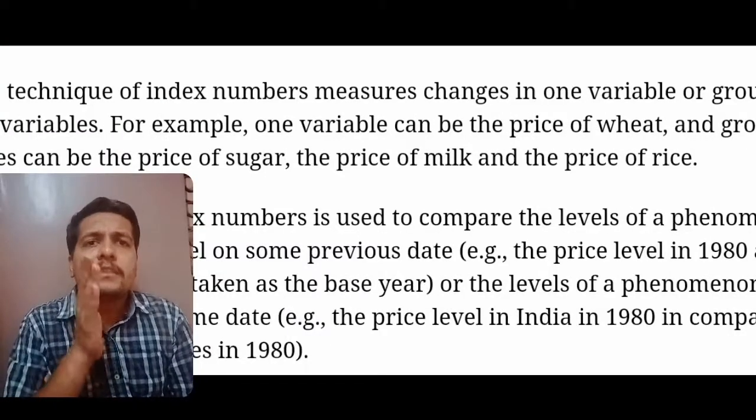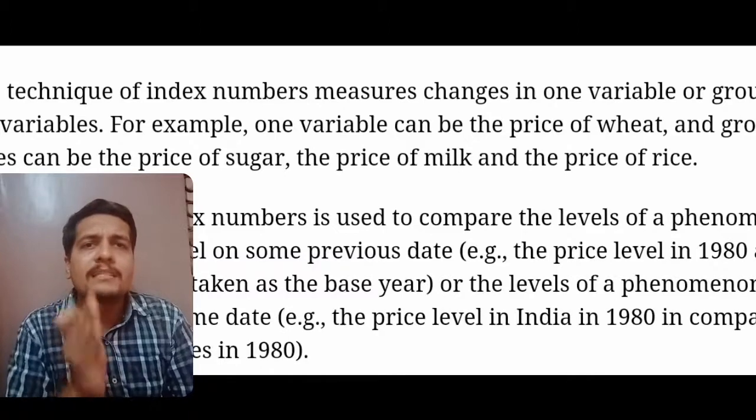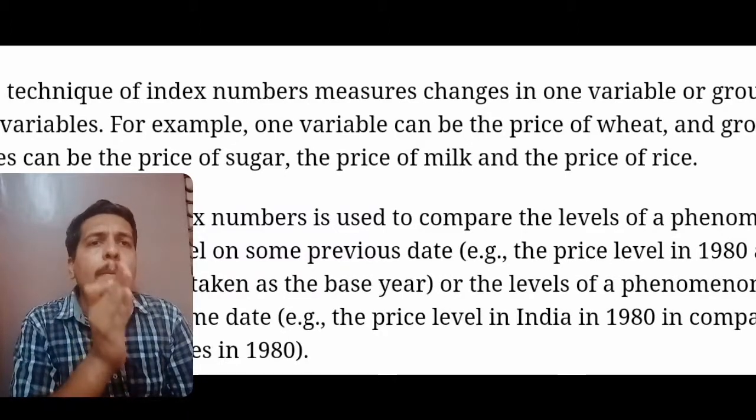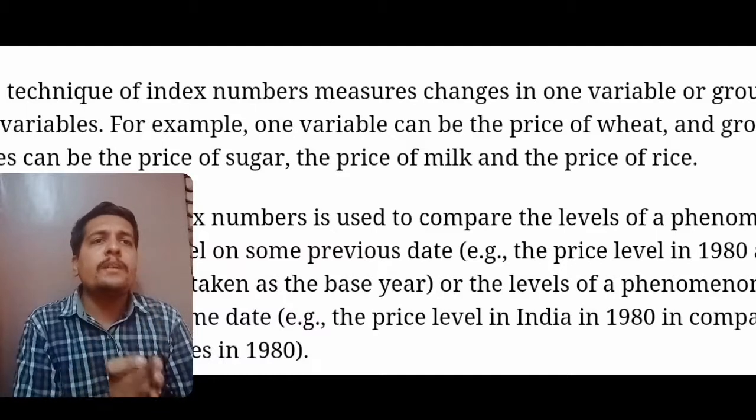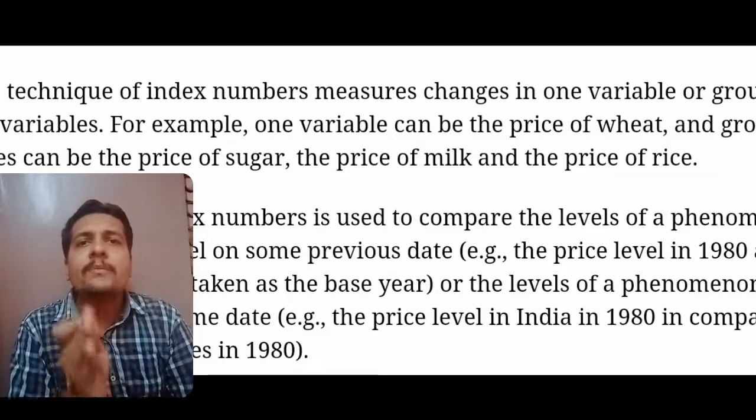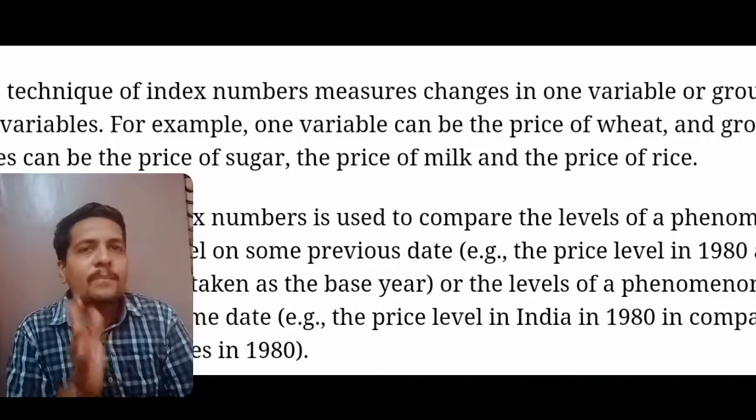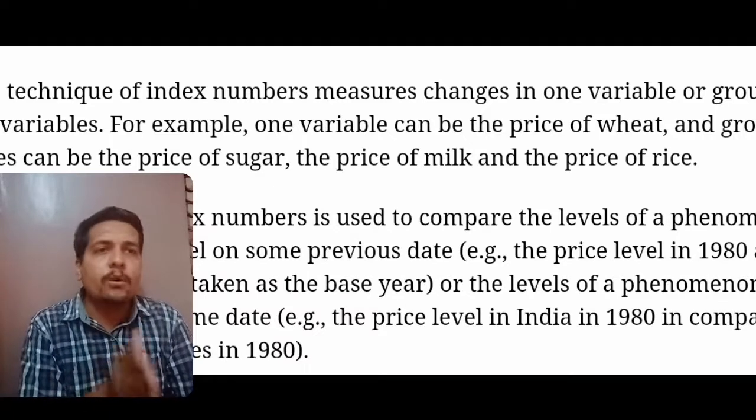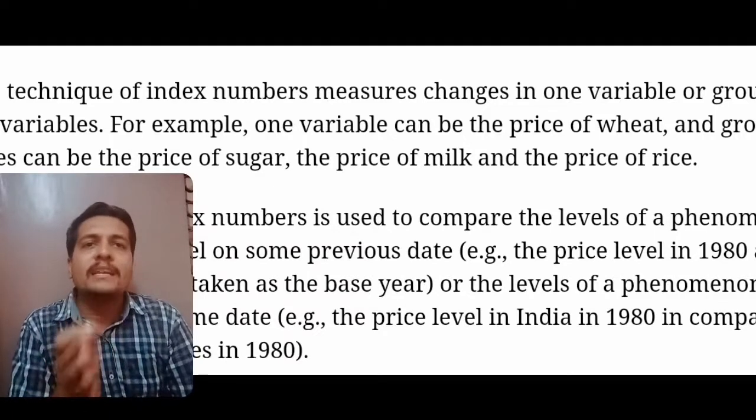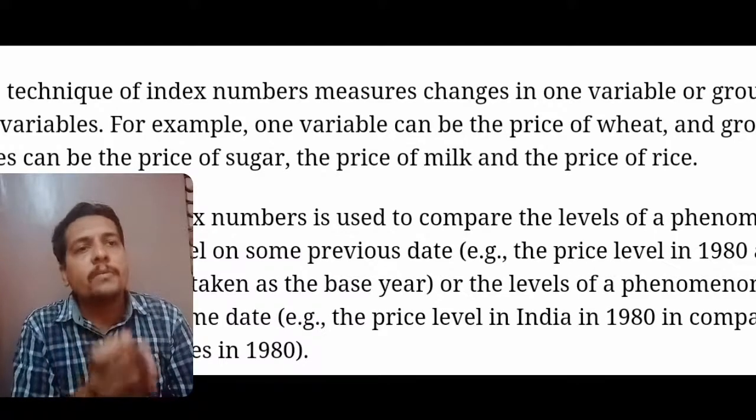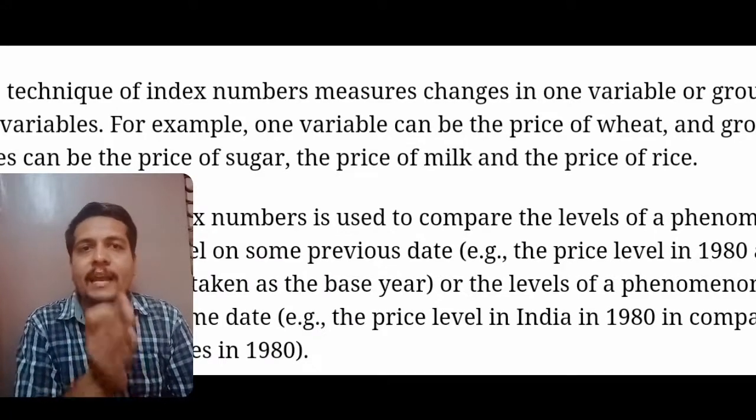After that, the third feature of index numbers is that the technique measures change in one variable or a group of related variables. For example, one variable can be the price of wheat and the group of variables can be the price of sugar, the price of milk, the price of rice, etc.